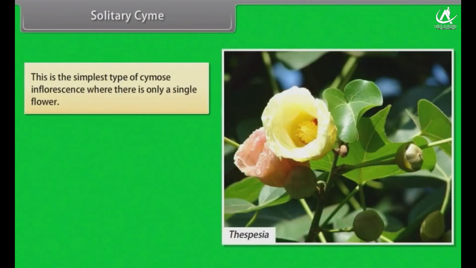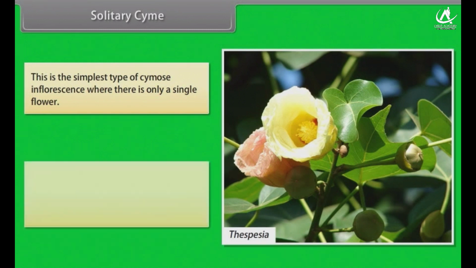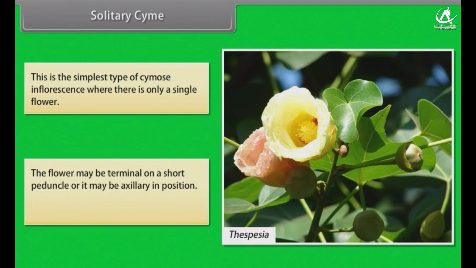Solitary cyme. This is the simplest type of Cymose inflorescence where there is only one single flower. The flower may be terminal on a short peduncle or it may be axillary in position. Example, Thespesia.